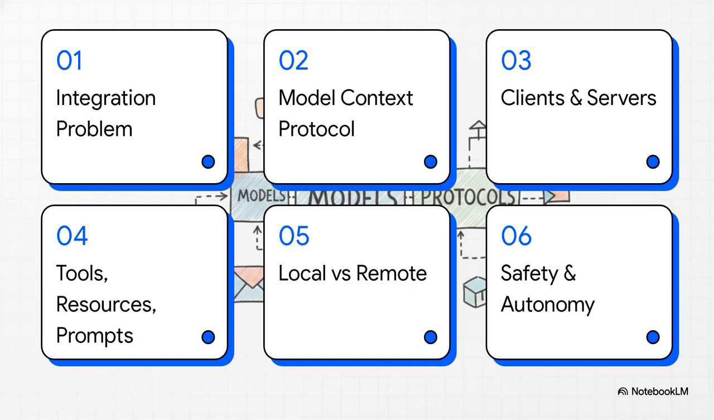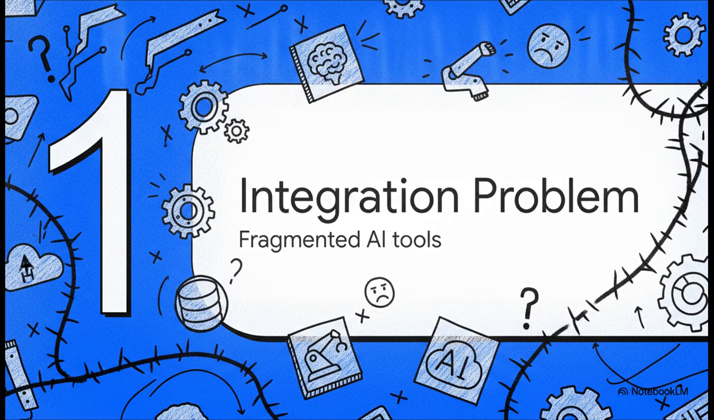To really get a grip on how this works, here's our quick roadmap. We're going to walk through the integration problem, break down the protocol itself, look at the ecosystem and its core primitives, explore local versus remote deployment, and finally, finish up with the critical safety measures you need before you hit launch. All right, let's jump straight into Section 1, the integration problem.